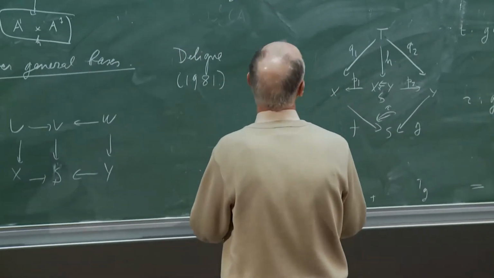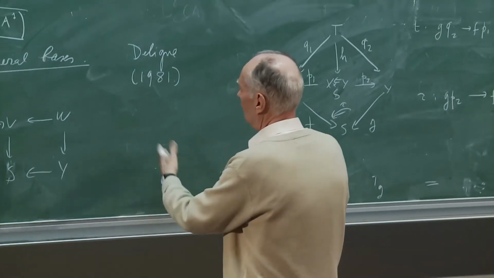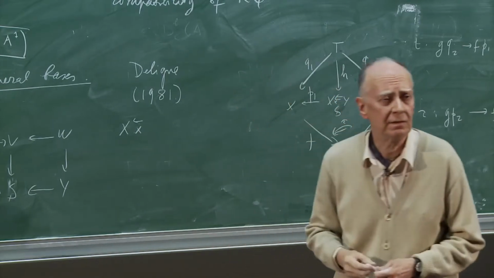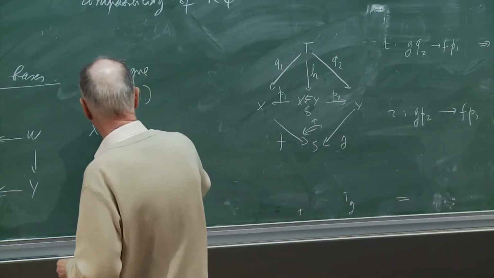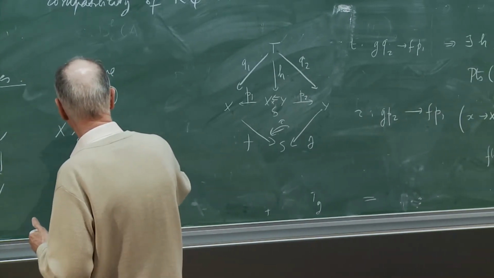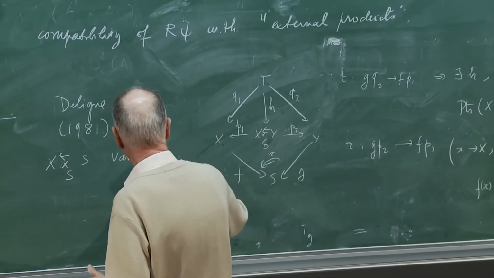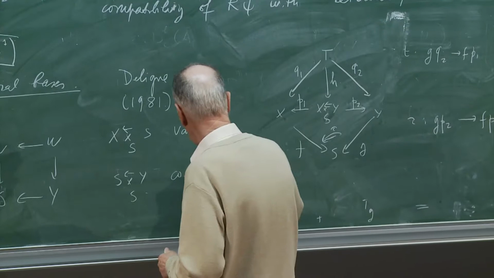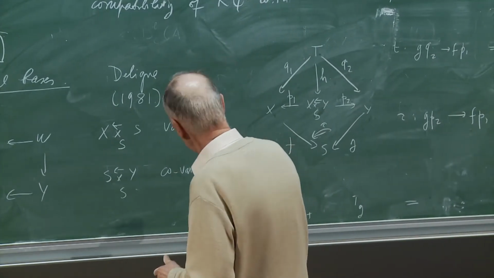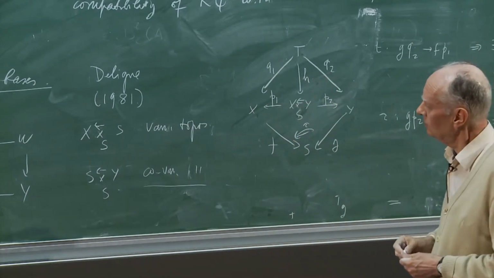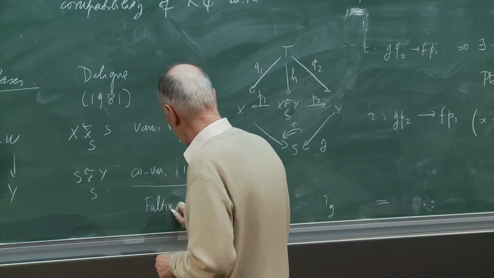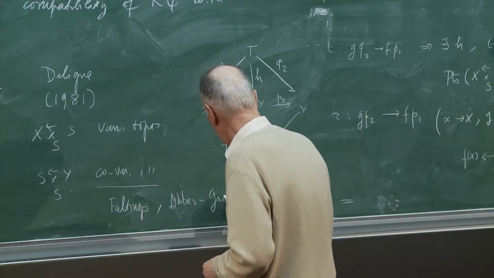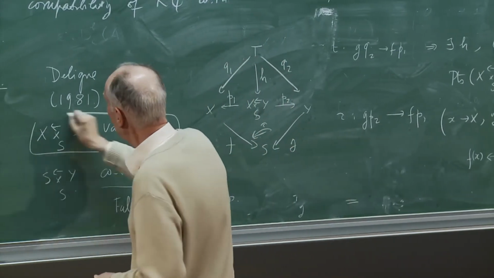There are two special instances of this oriented product which are of interest. The first one, which is the main object under consideration here, is the vanishing topos, where you take Y to be S and g is the identity. And another one is S cross S Y, the co-vanishing topos. This in fact appeared first in some work of Faltings, and later was studied by Abbes and Gros in their work on Simpson's correspondence. But I will mostly be interested in this.